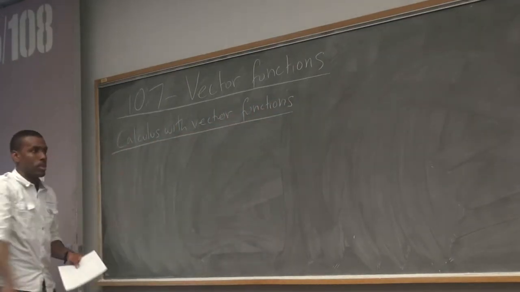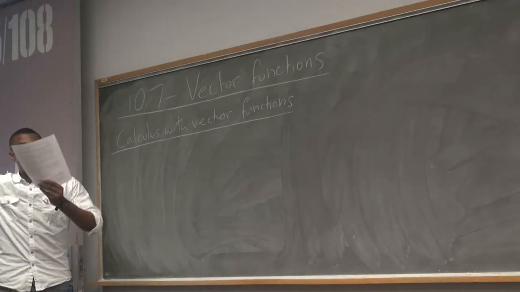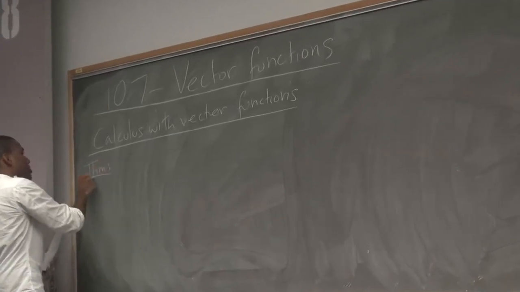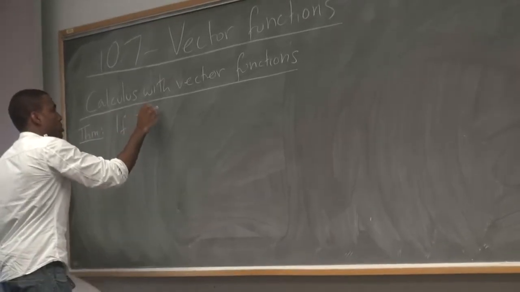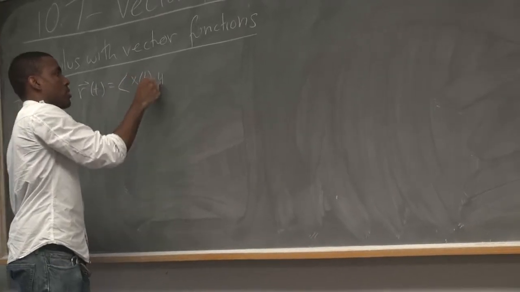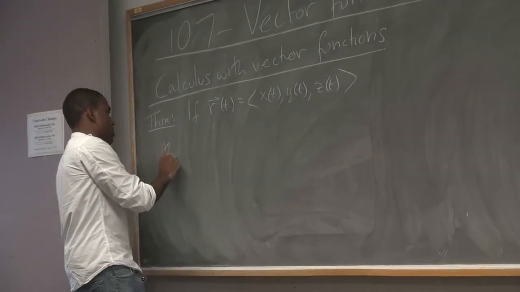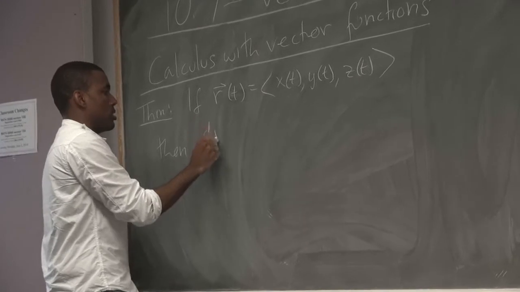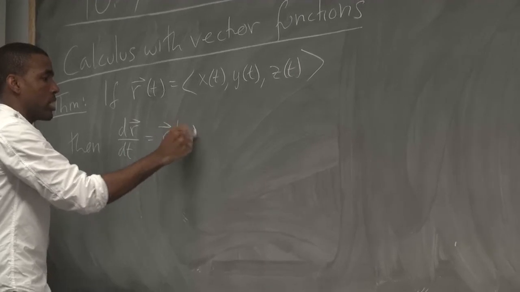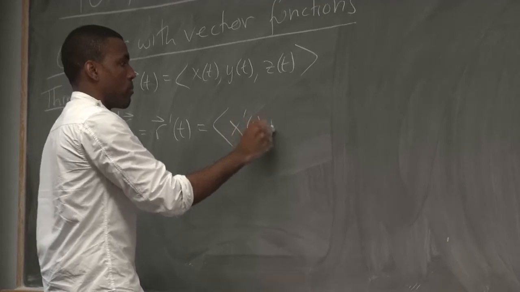Let's talk about calculus with vector functions. How do you think we do calculus? Component-wise, right? It sort of everything fits in nicely. In fact, that's a theorem. If your r is equal to that, then you can actually find dr/dt, which you can write. The prime notation also takes effect here, which is just you differentiate each component.